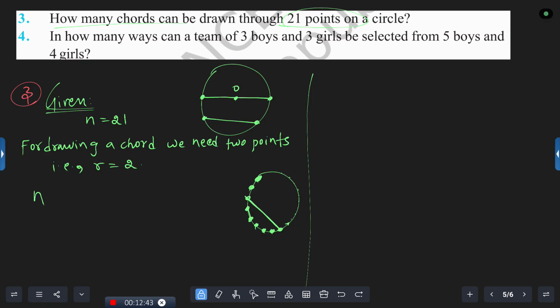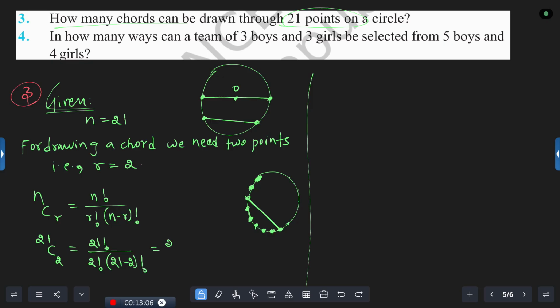So the nCr formula: n factorial divided by r factorial into n minus r factorial. Here n is 21 and r value is 2, which is 21 factorial divided by 2 factorial, 21 minus 2 factorial.